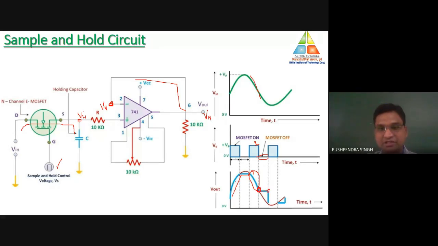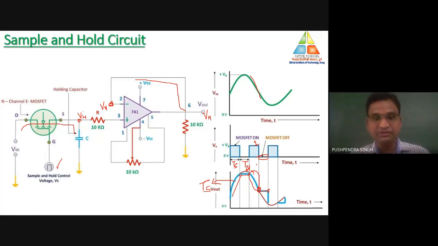So what is this particular time? This is the time period during which the capacitor is charging. This is called the sampling time. The time duration during which the capacitor is charging with the help of the input sinusoidal waveform is called the sampling time, which is also called the acquisition time. And the second time period, during which the capacitor holds the data, is called the holding time, TH. And the total time duration is called the sampling and holding time.